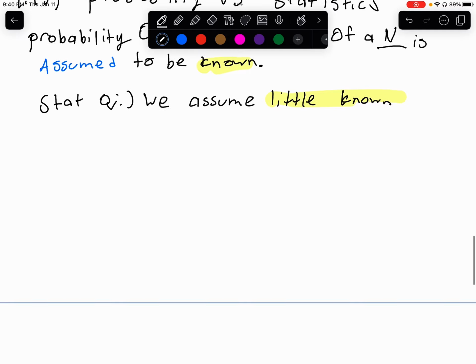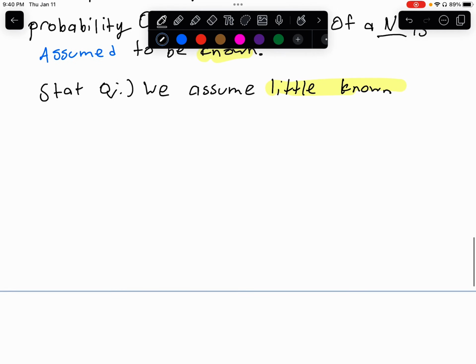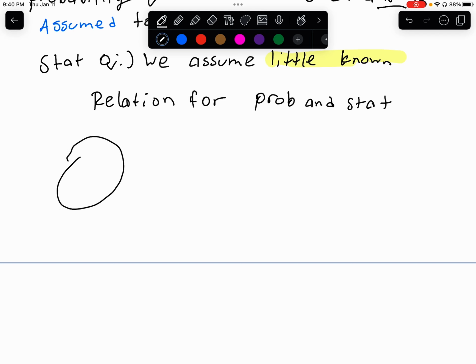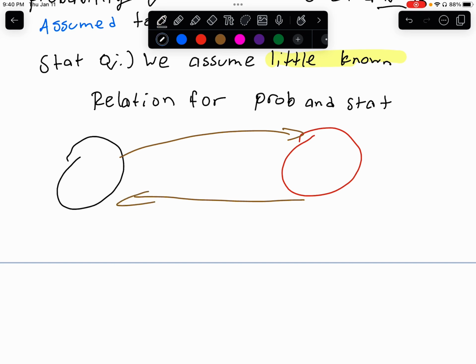So to better show this, we're going to show a relation. I'm going to do it over here. So relation for probability and statistic. So I'm going to do two graphs. I'm going to do one black circle, one red circle. I'm going to do two arrows in between. Because even though they're different, they go back and forth.